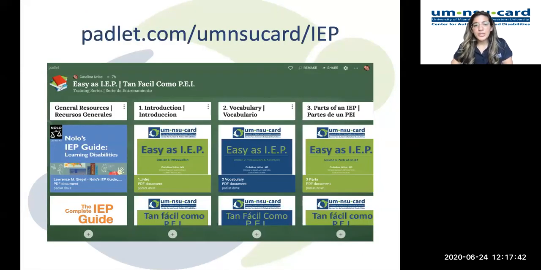Finally, I wanted to bring your attention to the Padlet. This is where I store all of the presentations that I use in this training series, as well as all of the resources that I collect along the way. The website is padlet.com UM-NSU card/IEP. And this is continuously updated, so feel free to bookmark this page so that you can access it at later times.